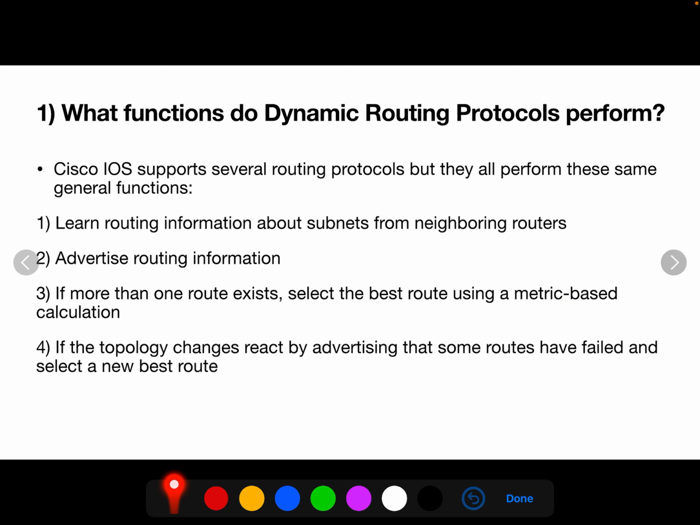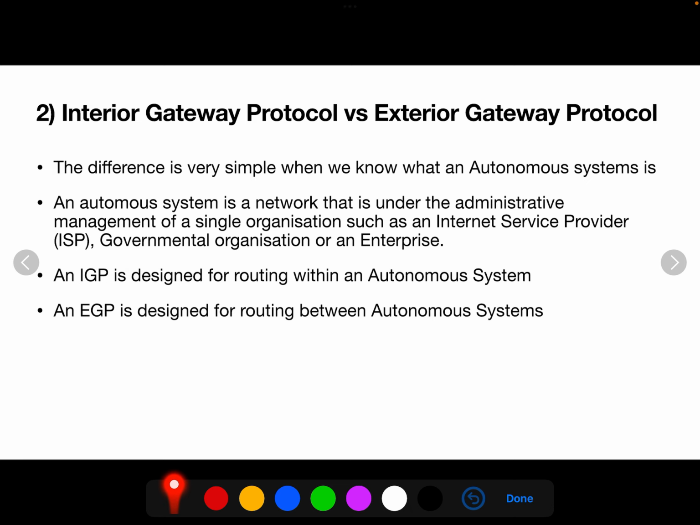These are 4 things that dynamic routing protocols all perform, no matter which one they are; they all perform these same general functions. The second section is interior gateway protocol and exterior gateway protocol. Knowing the differences is quite simple, but we need to know what an autonomous system is first. An autonomous system is a network that's under the administrative management of a single organization. It could be an ISP, an internet service provider, a governmental organization, or an enterprise. An interior gateway protocol is designed for routing within an autonomous system, within that organization. An exterior gateway protocol is designed for routing between autonomous systems.